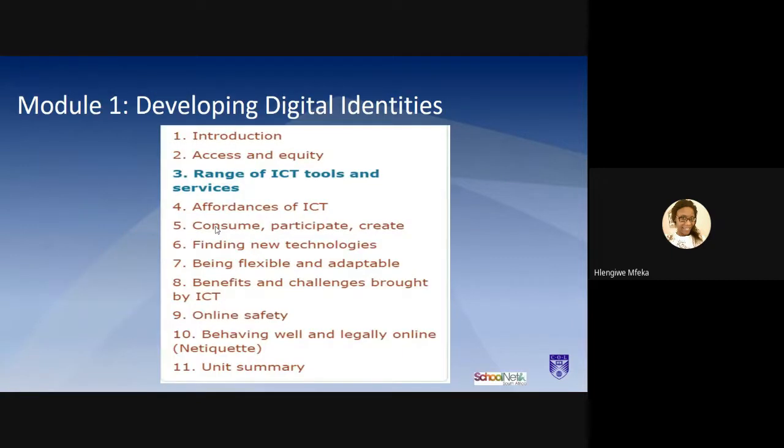Now, let's look at module 1, developing digital identities. These are some of the topics that you will find. This is just one unit. It's not everything in module 1. Each and every module is fully packed with interesting topics that you can die for. Right, let's look at this one. We're looking at a range of ICT tools and services.